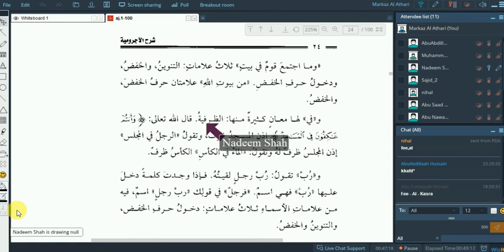In common day use, ظرف means envelope. But in linguistic use, ظرفية means a time or a place in which something takes place, in which something happens. So one of the meanings of fi is ظرفية, meaning it indicates a place or a time in which an event happened.